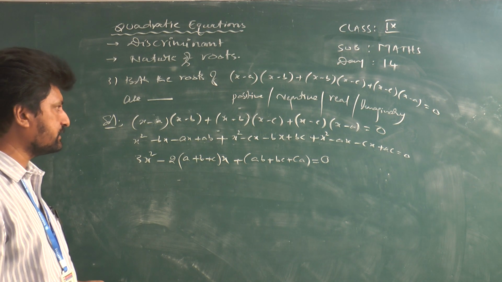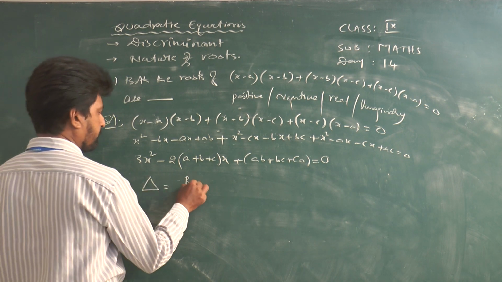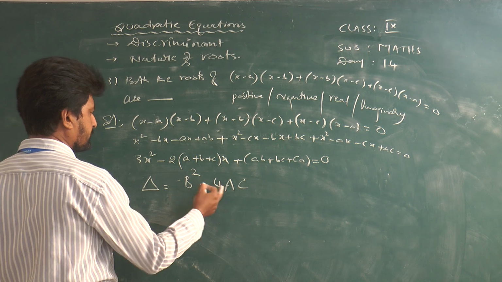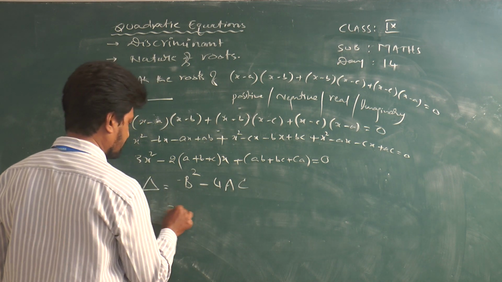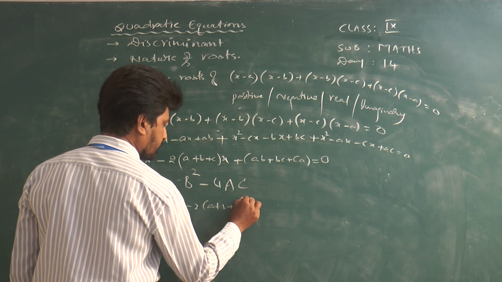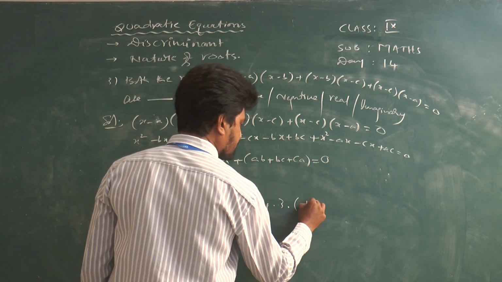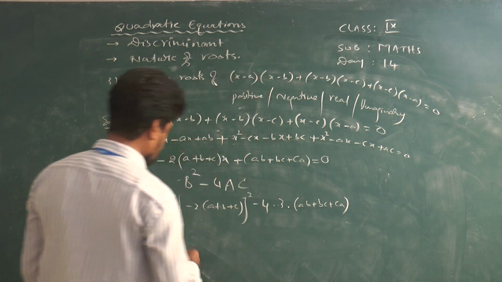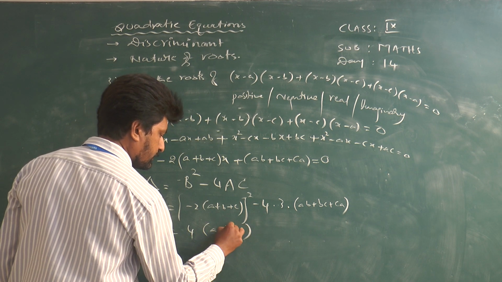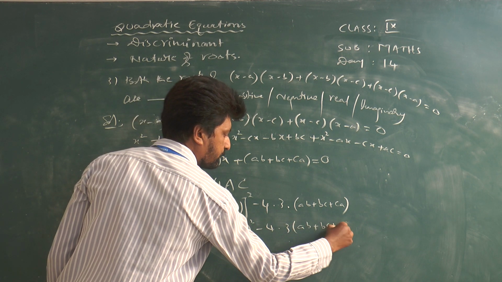Now what type of roots do we want to find? That means we want to find the nature of the roots. For that purpose, let us find the discriminant. Discriminant is b square minus 4ac, where b is the coefficient of x, a is the coefficient of x square and c is the constant term. That is equal to minus 2(a plus b plus c) whole square minus 4 into 3 into (ab plus bc plus ca). That is equal to 4(a plus b plus c) whole square minus 4 into 3 times (ab plus bc plus ca).